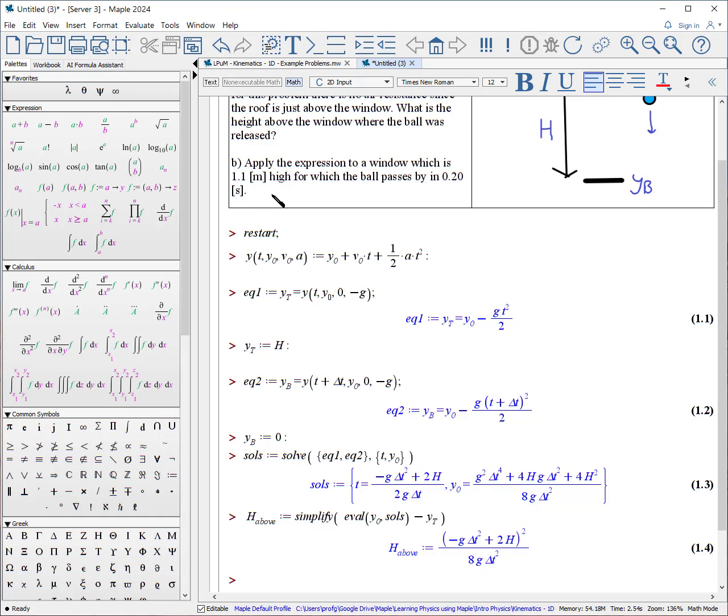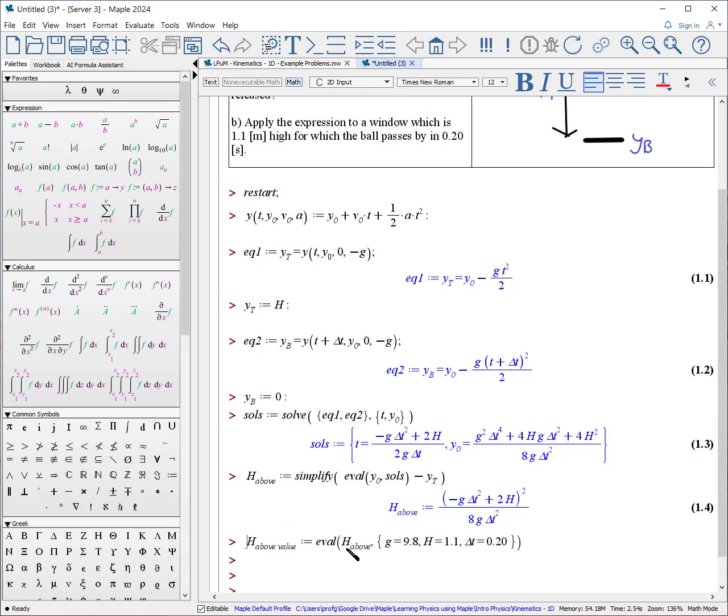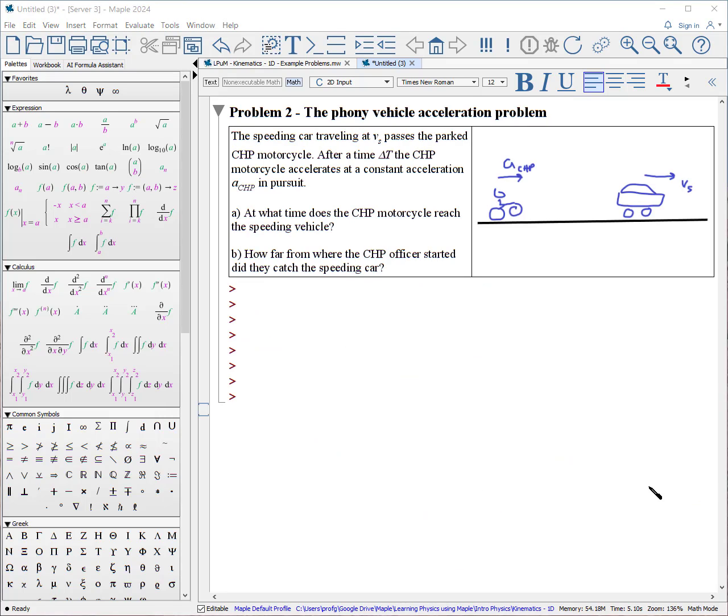What is the value assuming it passes by the 1.1 meter window in 0.2 seconds? Well, we need to evaluate that value for which g is 9.8, the height of the window is 1.1, and delta t is 0.2, and it turns out our window is just a bit more than 1 meter high.